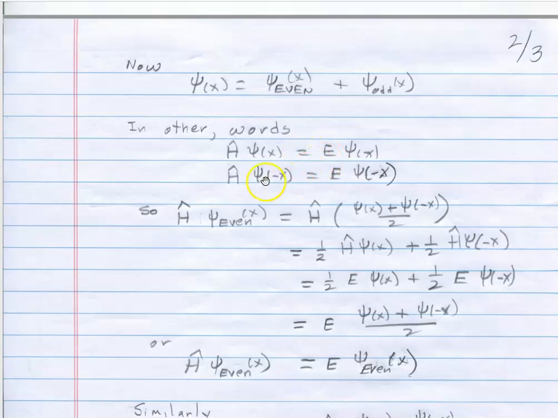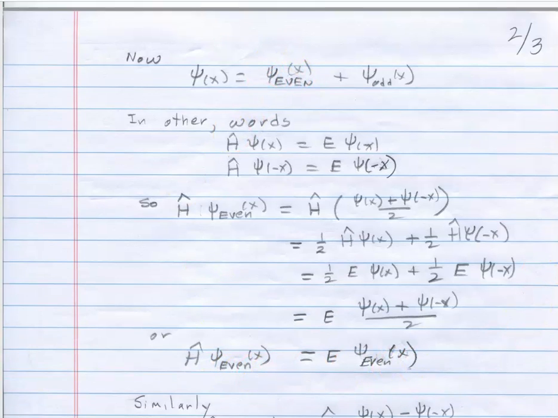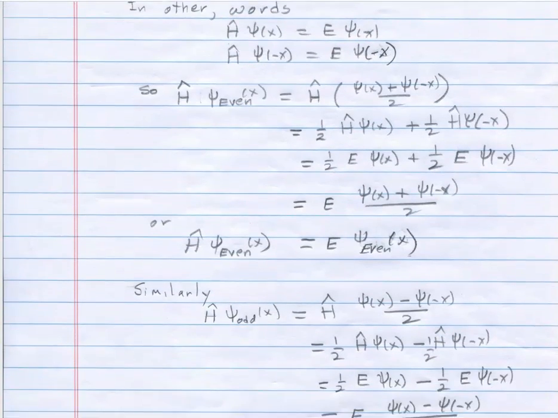But from up above, H operating on psi of x gives me E psi of x, and H operating on psi of minus x gives me E psi of minus x back again. So I use these two equations to get to here. I can factor out the E. What's left is psi of x plus psi of minus x over 2, but that's nothing more than the even part, psi even. And so by really direct computation, the even part of psi of x also satisfies the Schrodinger equation. You can do exactly the same thing for the odd part.